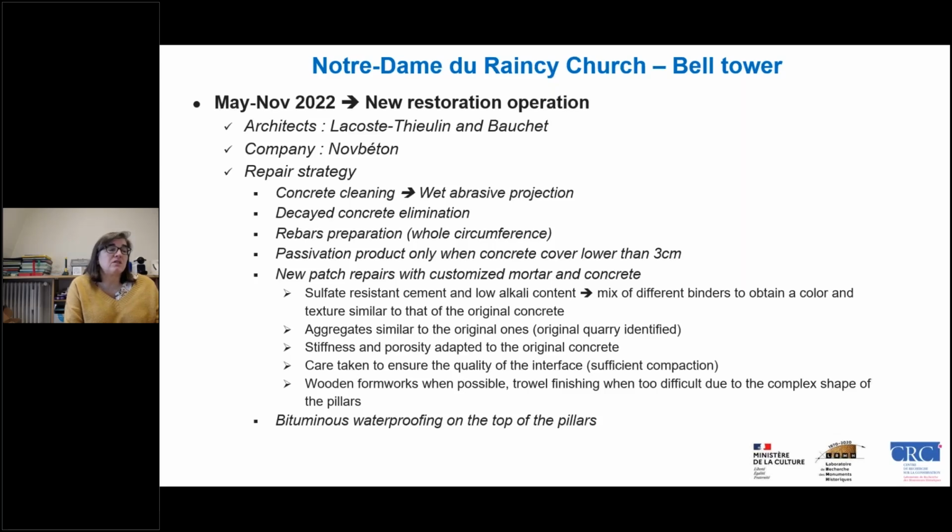And new patches were designed with a customized mortar and concrete. It was designed to be sulfate resistant, as we have seen some initial sulfate pollution, and with low alkali content due to the aggregates of the original concrete that were containing some elements which were reactive to the alkali. And a mix of different binders was used.